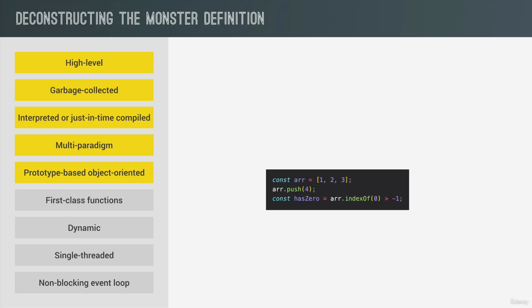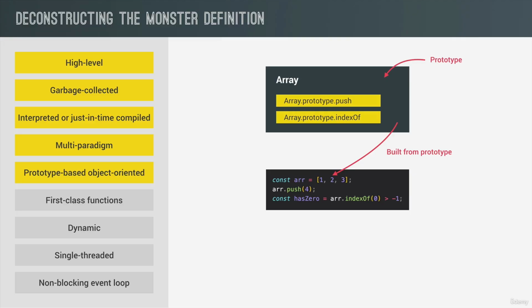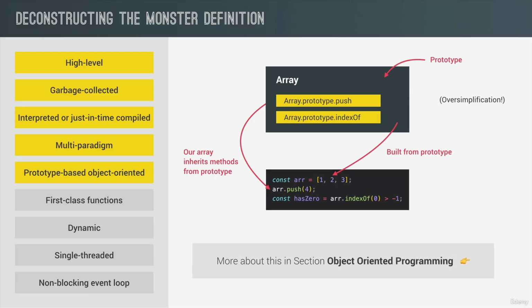Basically, we create arrays from an array blueprint, which is like a template, and this is called the prototype. This prototype contains all the array methods, and the arrays that we create in our code then inherit the methods from the blueprint, so that we can use them on the arrays. And this, what I just explained to you, is actually a huge oversimplification, which might still sound confusing, and that's the reason why there is a whole section on object-oriented programming with JavaScript later in the course. But since this is a big overview lecture, I wanted to first introduce this topic right here.